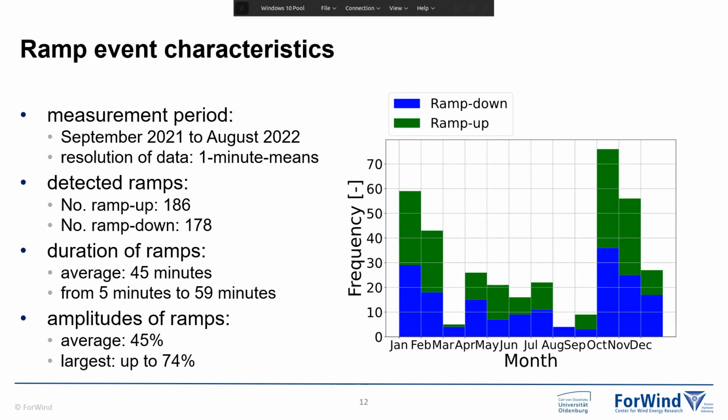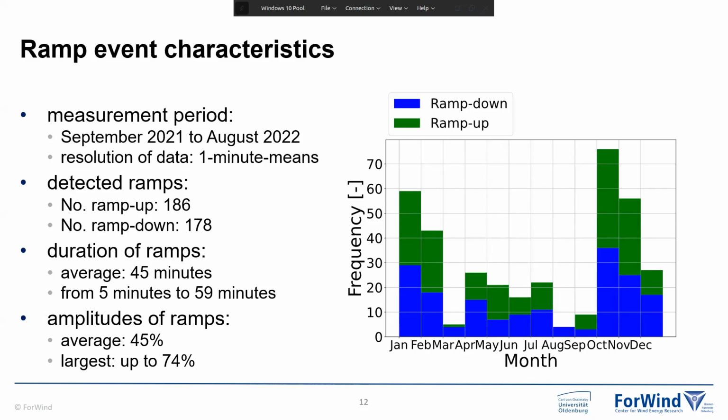And the average duration of a ramp was about 45 minutes, but we also had some really short ramps with 5 minutes, and of course reached the maximum possible length, 59 minutes, due to our definition of this window of 60 minutes. And for the average amplitude, we had about 45%. So you can more or less say we have close to 1% change per minute for the ramps. But we also had some really large ramps with 74%. So these we could also capture.